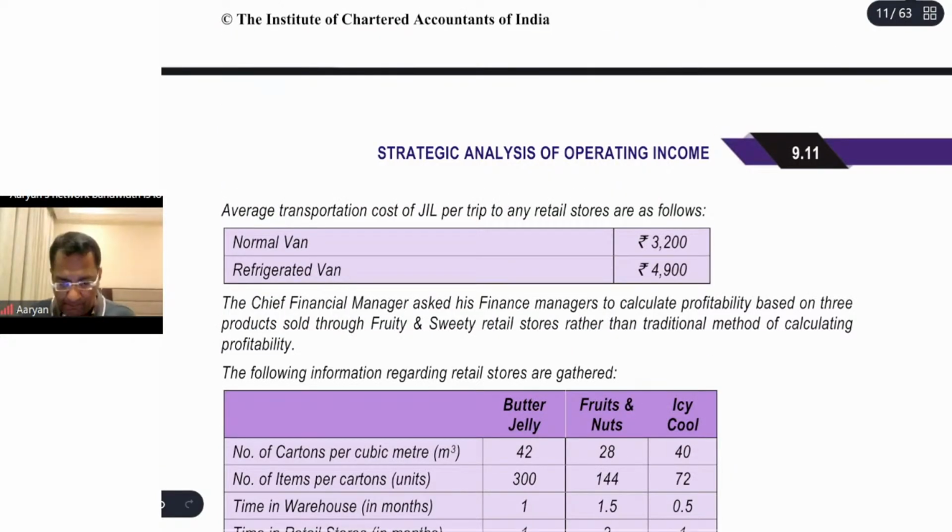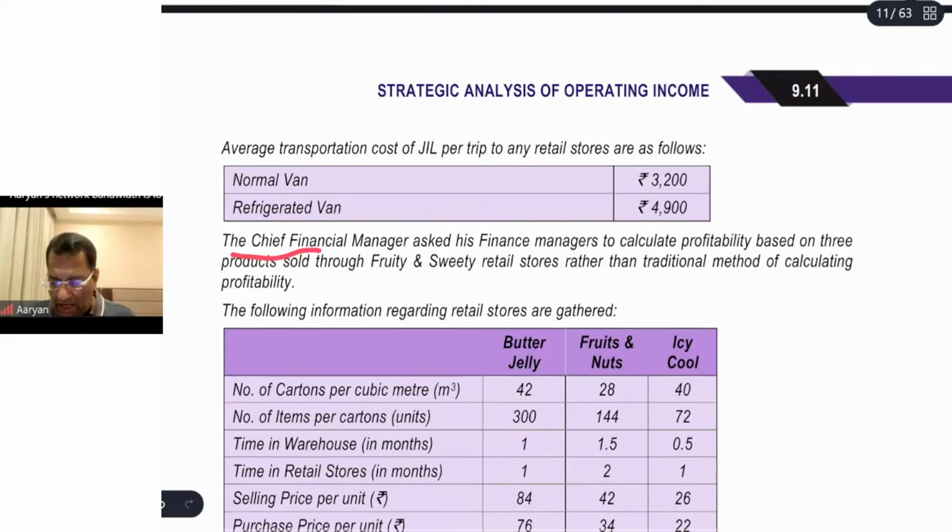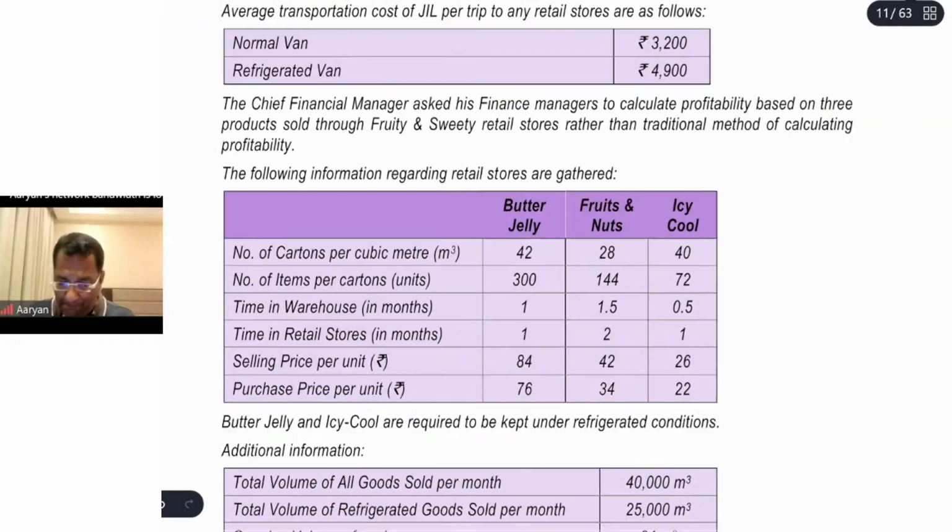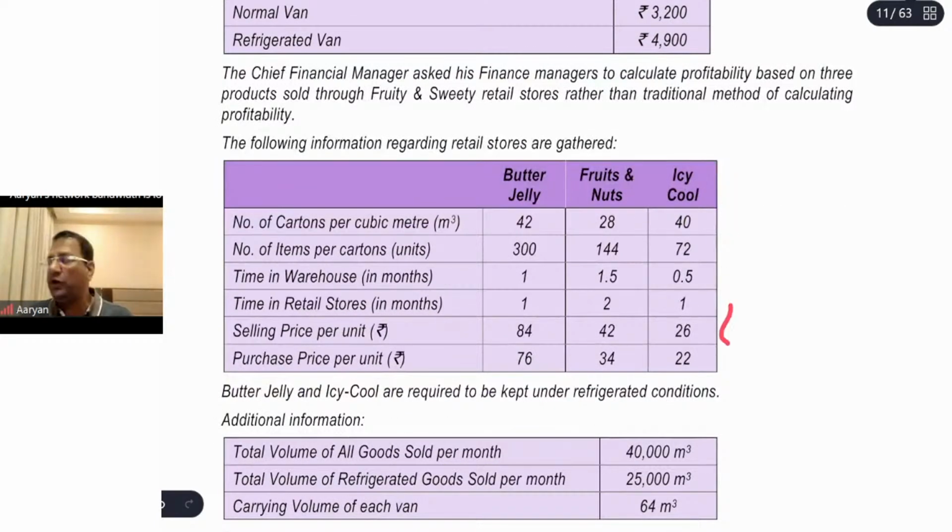Okay. The chief financial manager asked his finance manager to calculate profitability based on 3 products sold through their retail store rather than the traditional method of calculating profitability. Okay, अब ये डिटेल भी बहुत इंपॉर्टेंट है. The following information regarding retail store are gathered.